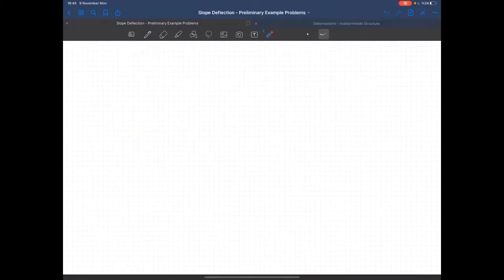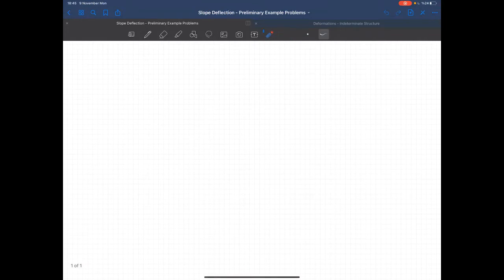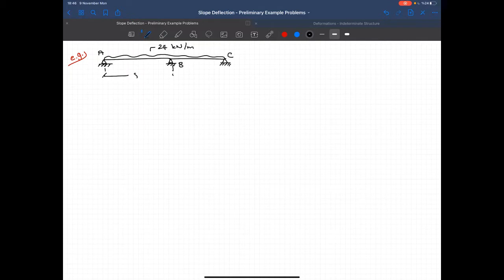Okay. Now I will analyze the same problem by using the slope deflection equations this time. So let's draw the figure one more time. This is 24 kilonewton meters. That's point A, that's point B, that's point C. This distance is 8 meters, and that distance is 6 meters.